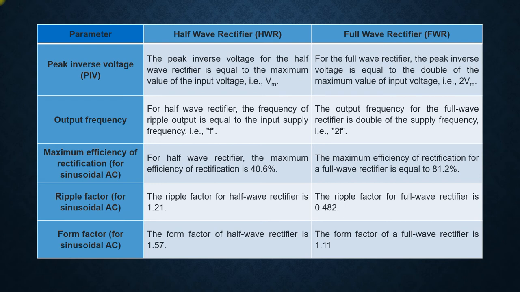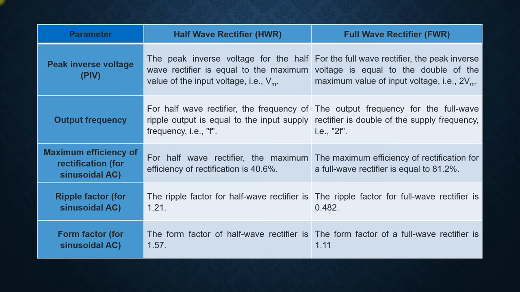That means whenever the diode or the thyristor or device is not in conduction, how much voltage will appear across that device. That is called peak inverse voltage. Whenever it is not in conduction, how much maximum peak voltage appears across it. For a half wave rectifier it is only Vm, and for a full wave rectifier it is 2 Vm.